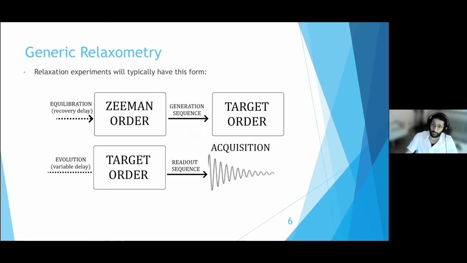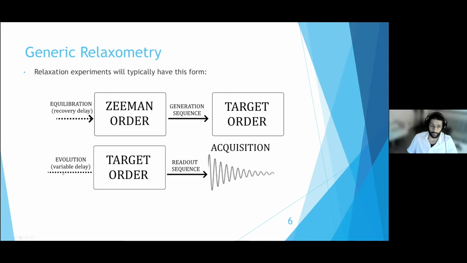Here is a very basic diagram, which in general is how every relaximetry experiment goes. Doesn't matter if you're doing T1 or if you're doing TS. No matter how complicated it seems, at the end of the day, it's just this. There's a polarization or equilibration step at the beginning, where you may polarize your system at a high field magnet. Then you prepare an equilibrium order. For the sake of simplicity, I've just put Zeeman order here.